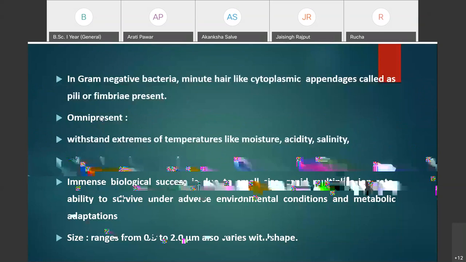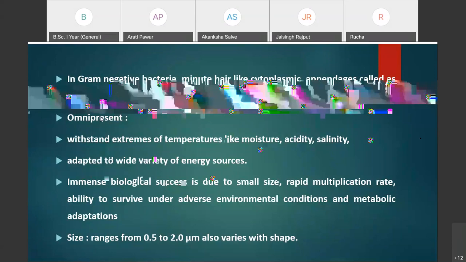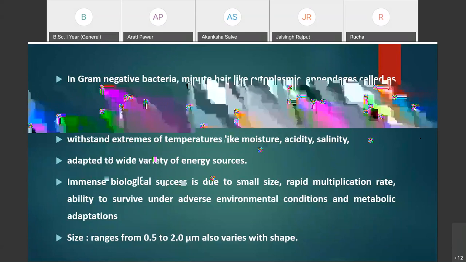Then there is the immense biological success, because these bacteria are found in each and every type of habitat one can think of. This biological success of the bacteria is due to their small size and rapid replication rate. They can multiply really fast.